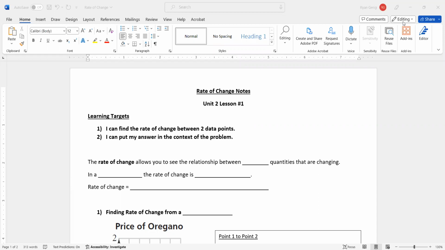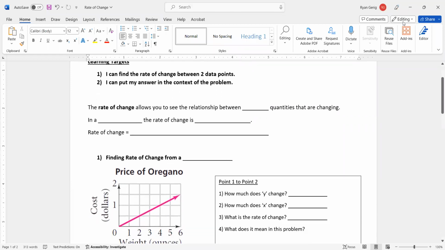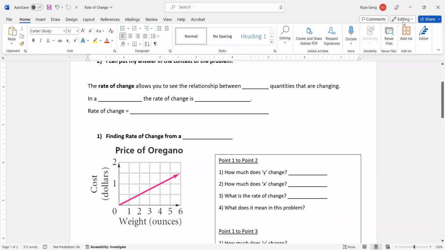Hopefully this is going to look a little bit familiar. I think you were introduced to this idea in middle school, but if not, hopefully we'll get it explained now. So we're going to be looking at rate of change today. The learning targets: I want you to be able to find the rate of change between two data points and put your answer in the context of the problem.